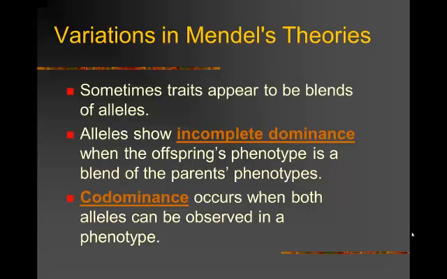The alleles show incomplete dominance when the offspring's phenotype is a blend of the parent's phenotype. Now, codominance. What do you think codominance would mean? It occurs when both of the alleles can be observed in a phenotype. This is going to be easier seen when I show you the pictures, but that usually means it's going to be splotchy. In other words, you're not going to have just one color dominating. You're not going to have them blending and mixing to a different phenotype, but you're going to have splotches of each phenotype showing up in the offspring.